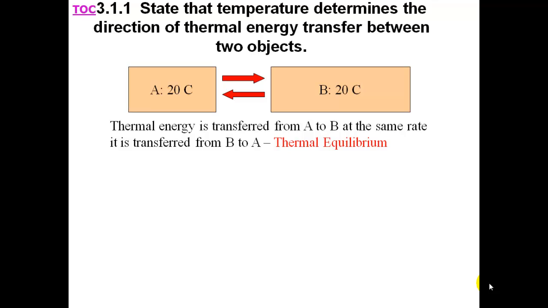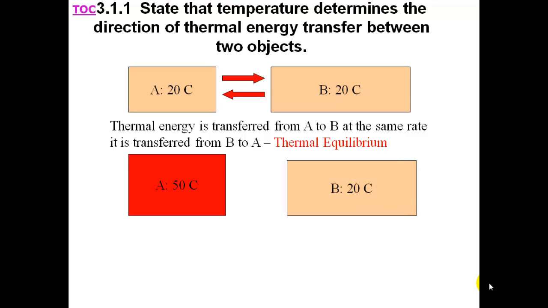When this happens, we get thermal equilibrium when they're at the same temperature. Now, if one is at a higher temperature than the other, we do not have thermal equilibrium. There will be more energy transferred from A to B than there will be from B to A. What will happen is, because they do have a temperature difference, A will cool down and B will heat up.